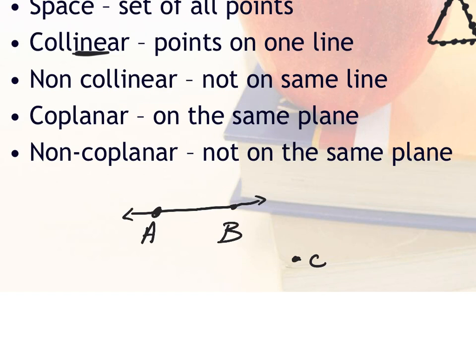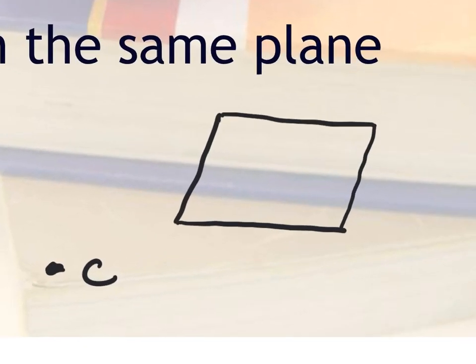Now, there's coplanar. Now, again, planes go on forever, but when we draw them, we sometimes just draw them as a rectangle or some sort of four-sided figure. So imagine when we're talking coplanar, they're on the same plane. So think about this like a sandbox. They have to be inside the same sandbox together.